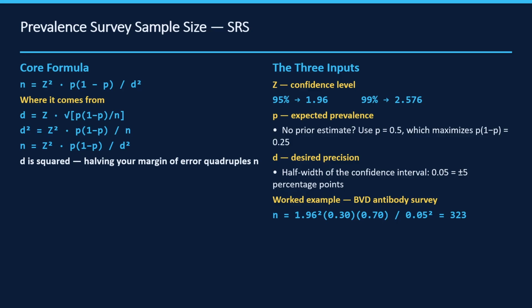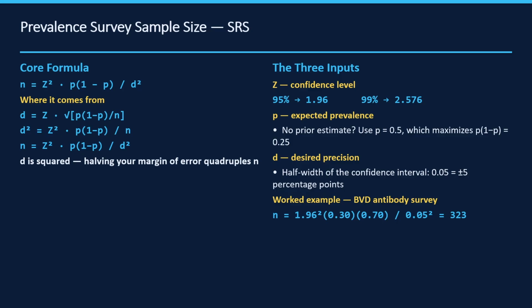Now the three inputs. Z is your confidence level. 1.96 for 95%, 2.576 for 99. P is your expected prevalence. If you have no prior estimate, use 0.5 and we'll prove why on the next slide. D is the precision you want, the half width of your confidence interval.